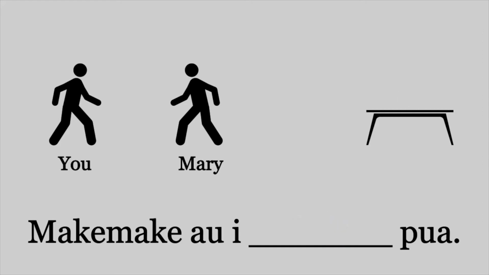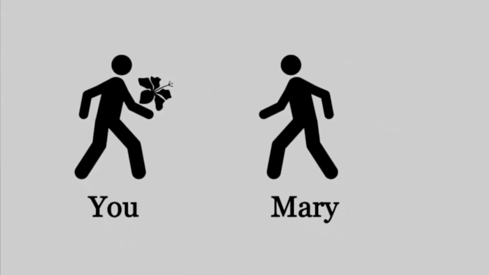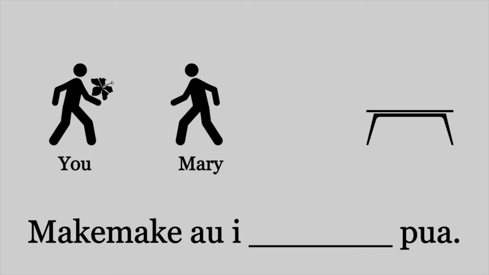Okay, let's say now you have a flower near you. Once again, you want to tell Mary you want the flower. You say, Makemake au I keia pua. I want this flower.